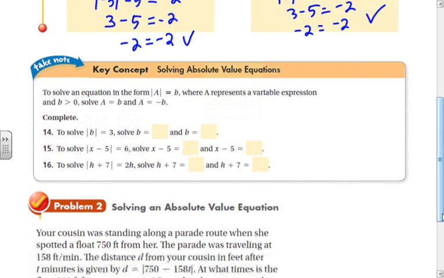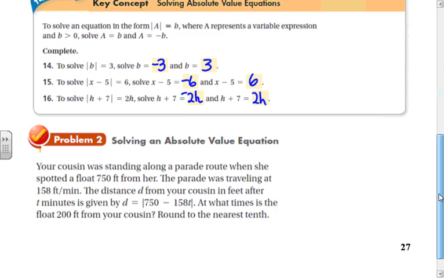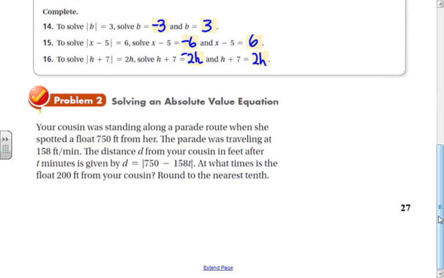All right, so to solve an equation in the form the absolute value of A equals B, where A is a variable expression, what you need to do is solve A equals B, and also A equals the opposite of B, or -B. So to solve the absolute value of B equals 3, you solve both B equals -3 and B equals +3. To solve the absolute value of the quantity x minus 5 equals 6, solve x minus 5 equals -6 and x minus 5 equals 6. To solve the absolute value of the quantity h plus 7 equals 2h, solve h plus 7 equals -2h and h plus 7 equals 2h. So we're writing two equations every time we have an absolute value that's solvable.